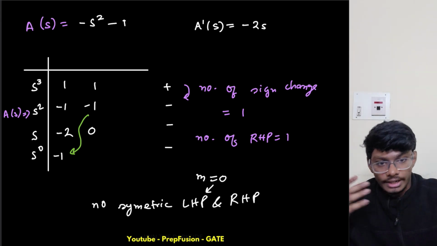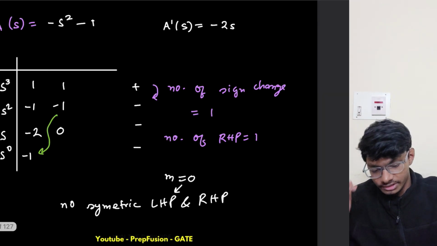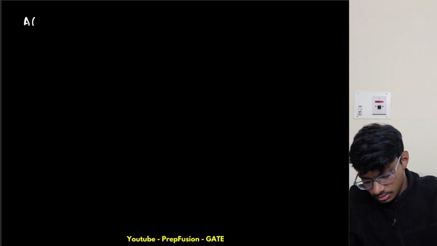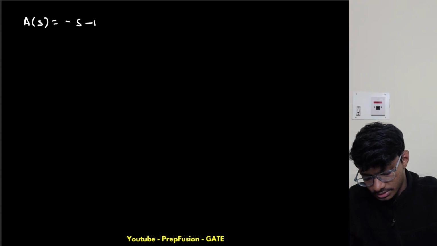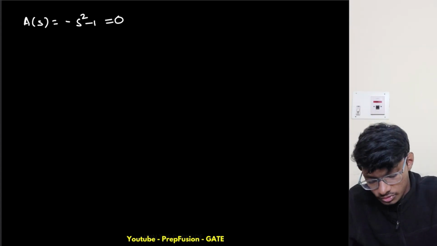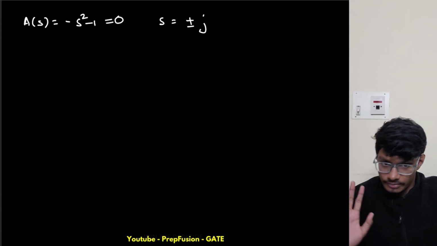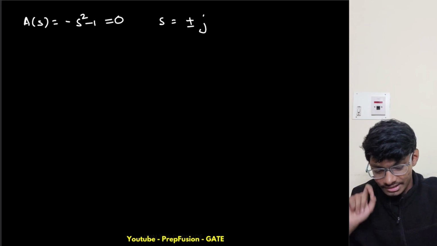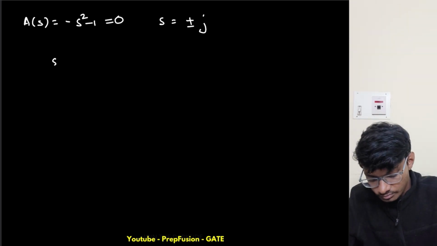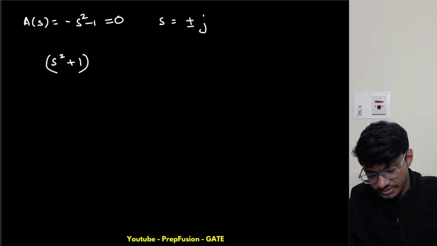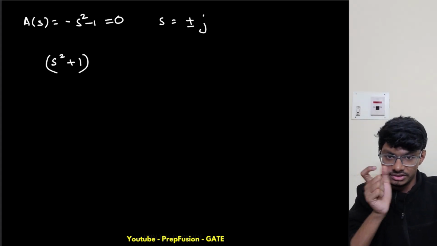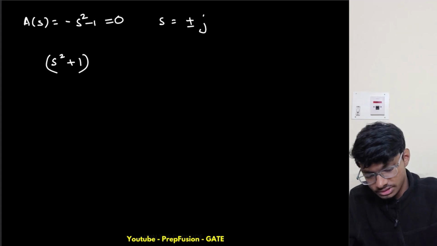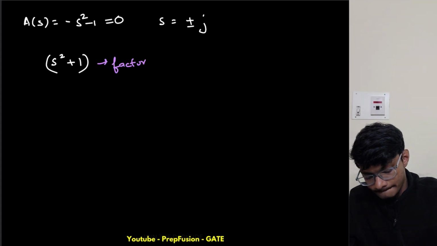So now let's actually find it out and prove it for ourselves, right? So again, what is my auxiliary equation? The auxiliary equation is minus s square minus 1 equals 0. So I have to equate this with 0 so that I can get my values of s. So it is plus minus j only, plus minus under root minus 1. So s square plus 1 is a factor, right? If I multiply by minus 1 on both sides, it doesn't make any difference. So again I will use the long division method to find the other root.